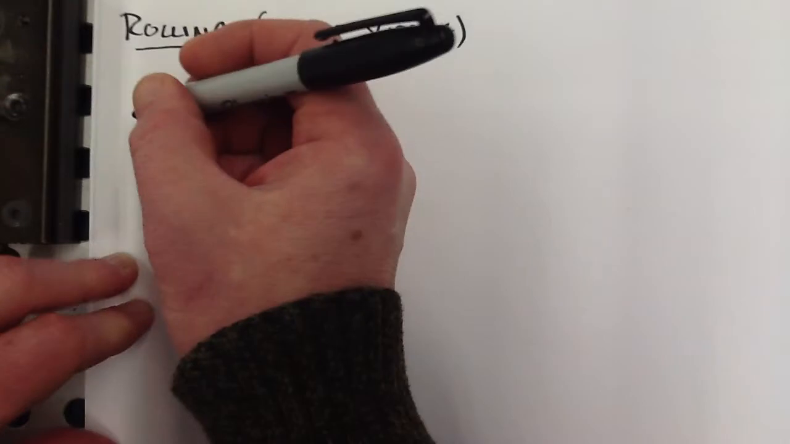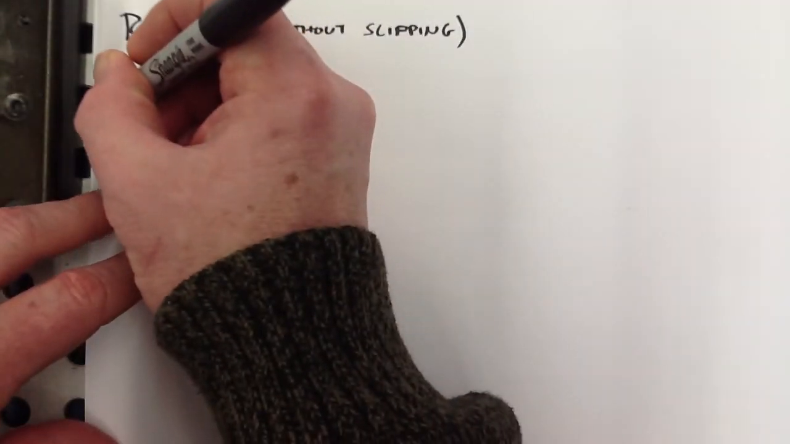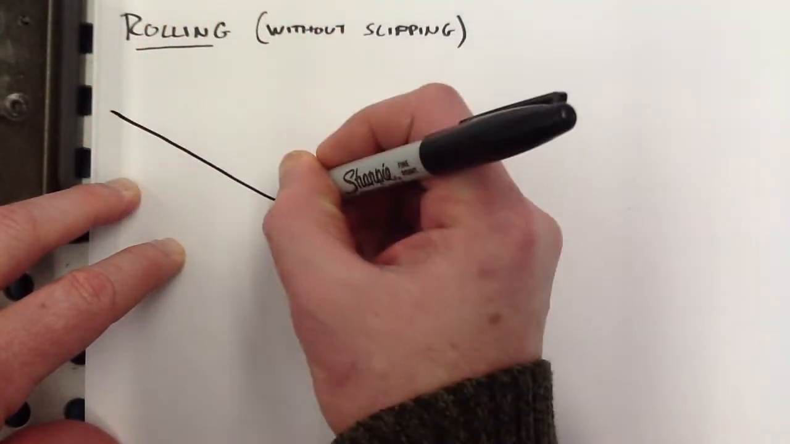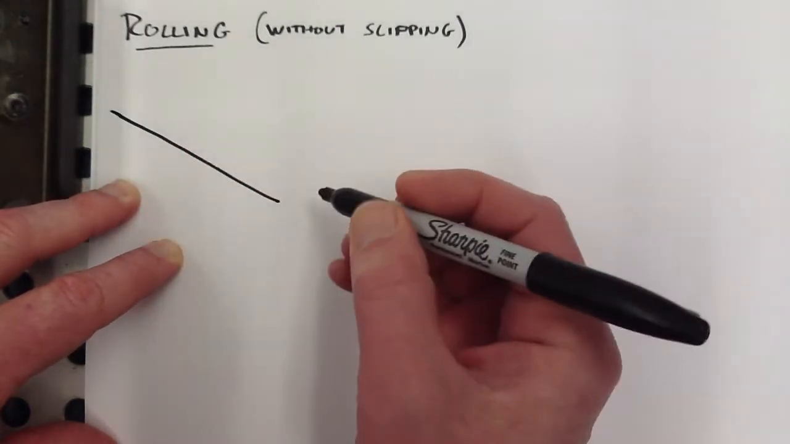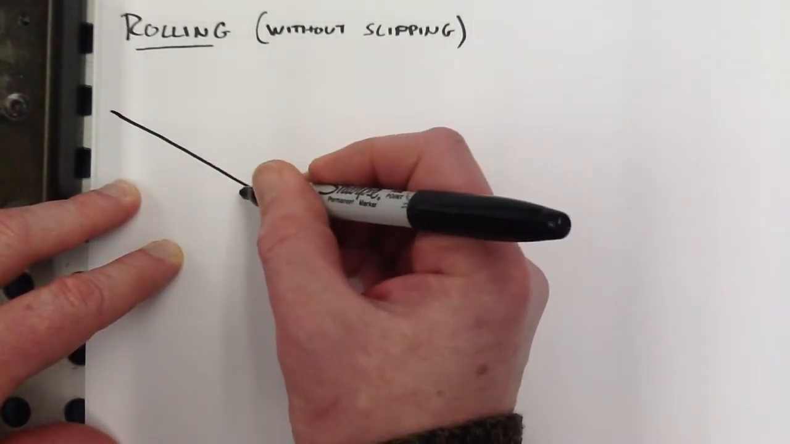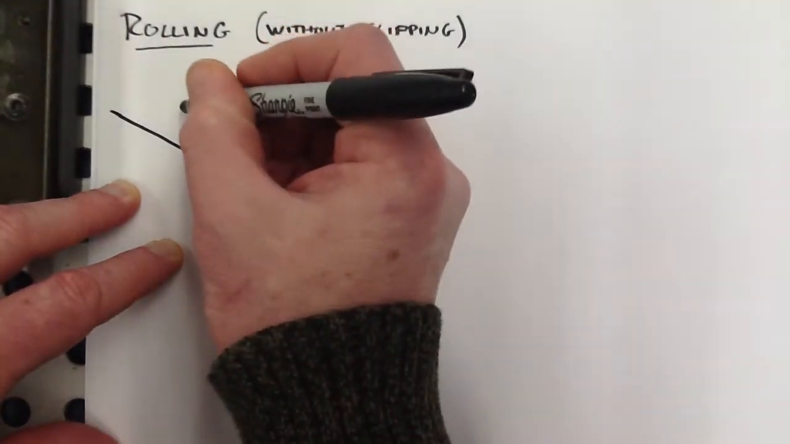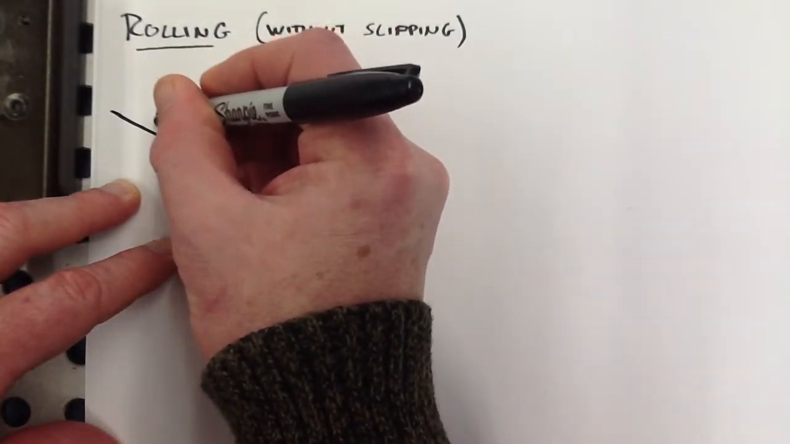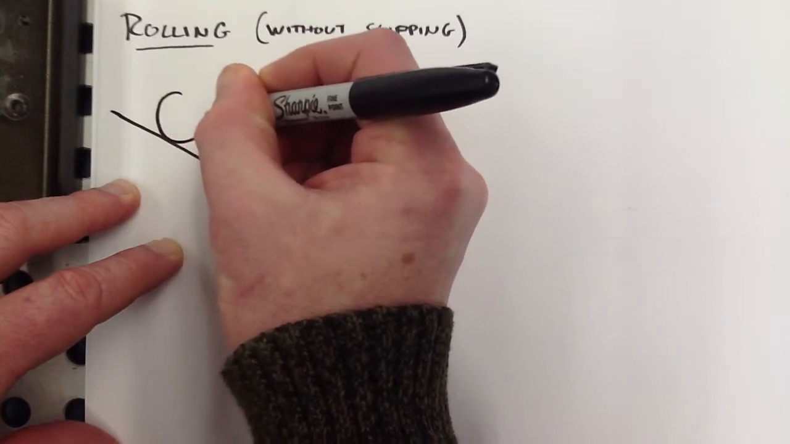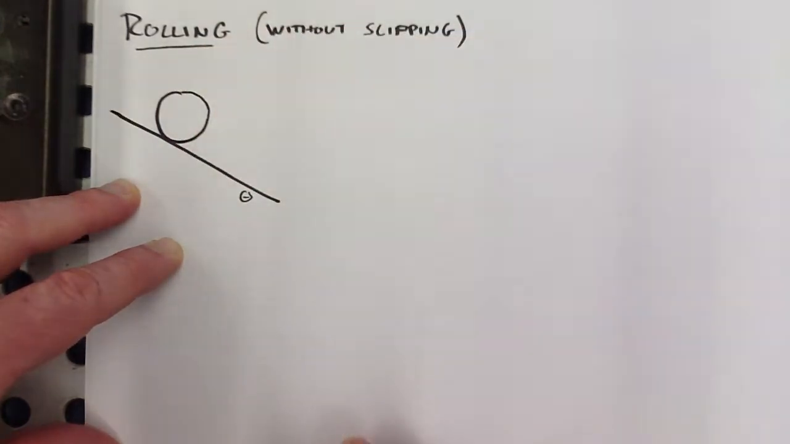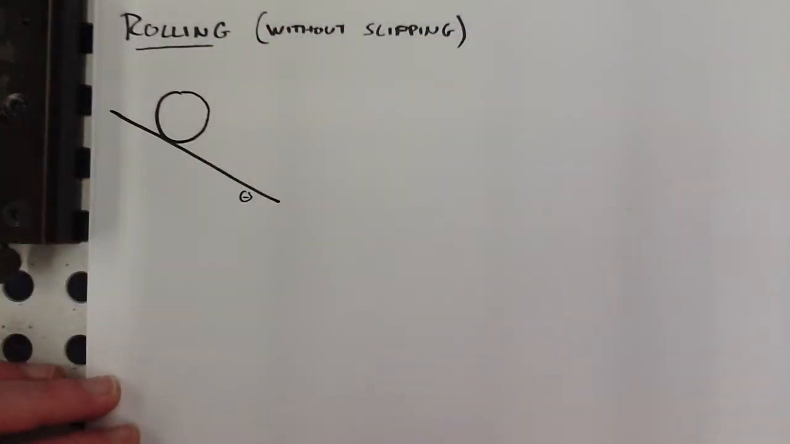All right, so let's say I have an object. I wouldn't make this picture too small now. And it's rolling down a ramp. Let's say that's at angle theta. And here is my object. It's going to roll down this ramp.